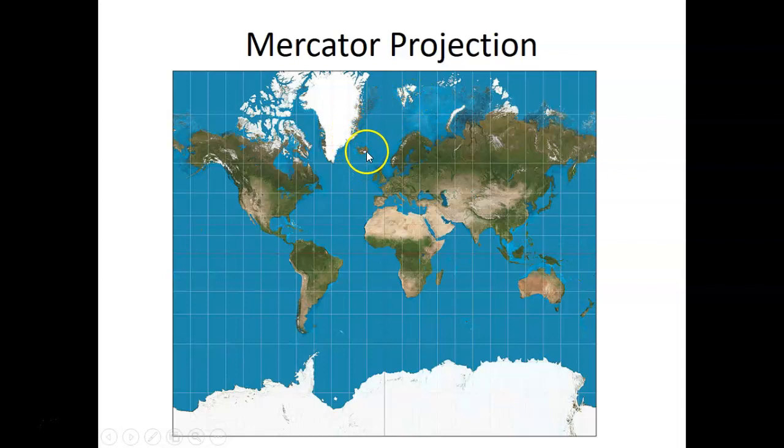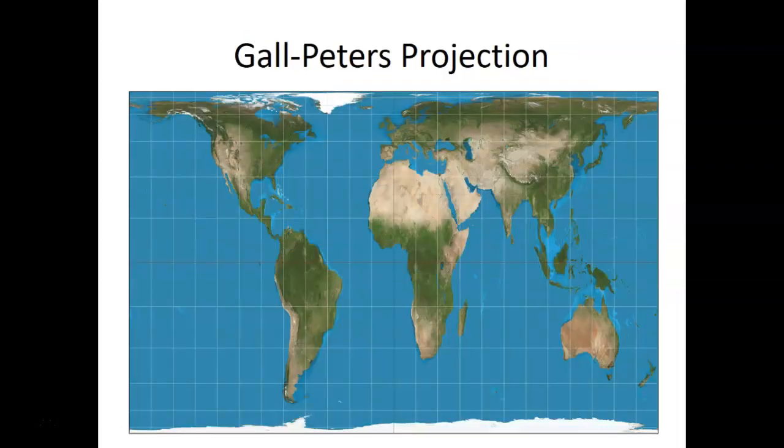You look at Iceland here. Iceland looks as large as the northeastern part of the United States. It is not that large. All right, so this is where we begin to see some issues here with Mercator. The next projection that we look at is an attempt to react to Mercator directly, and that's the Gall-Peters projection.